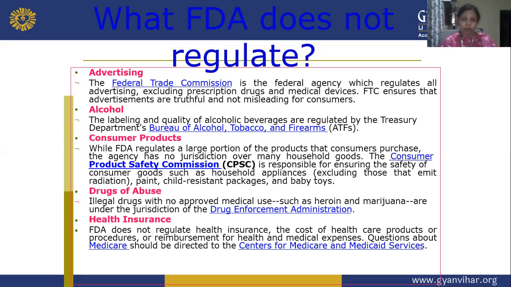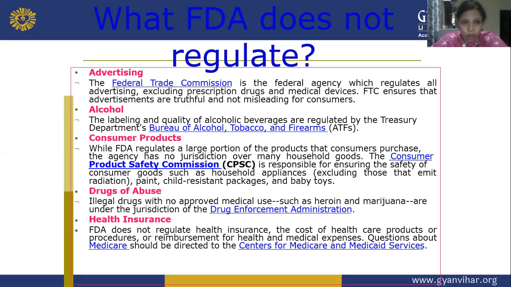And if the advertisement is related to products other than prescription drugs or medical devices, it is regulated by the FTC, the Federal Trade Commission. Like FDA, FTC is also a federal agency, and because they are responsible for the approval of advertising, they ensure that all advertisements are truthful and not misleading for customers. If an advertisement is not truthful, or it misleads the customer, they may take action against it.